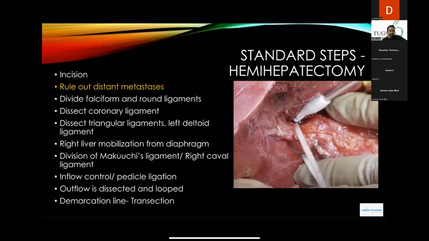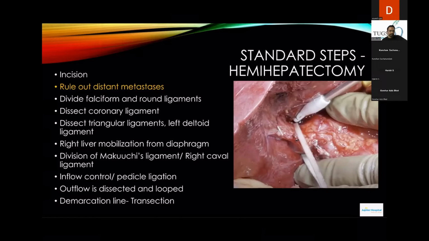Then you come to the inflow control. You can take a Glissonian pedicle approach, or you can do a hilar dissection and individually loop and ligate the hepatic artery and portal vein. The outflow is then ligated and looped, and then you get a demarcation line, and you can start your parenchymal transection. So this is how your parenchymal transection looks like.